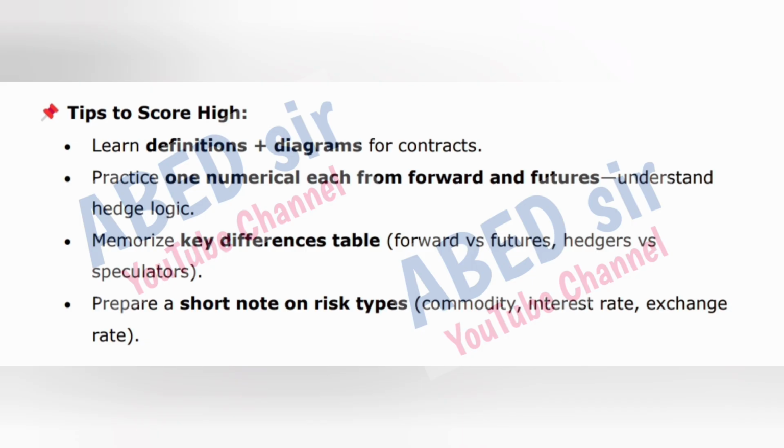Tips to score high. Learn definitions plus diagrams for contracts. Practice one numerical each from forward and futures. Understand hedge logic. Memorize key differences table, forward versus futures, hedgers versus speculators. Prepare a short note on risk types: commodity, interest rate, exchange rate.